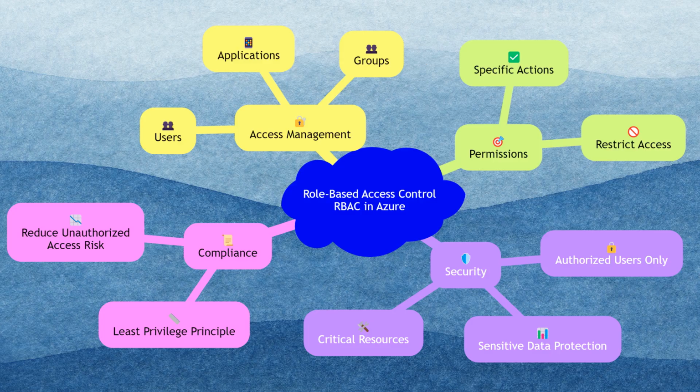Role-based access control, RBAC, in Azure is a system that provides fine-grained access management for Azure resources. RBAC allows you to assign roles to users, groups, and applications, granting them specific permissions to perform actions on Azure resources. This helps ensure that only authorized users have access to sensitive data and critical resources. RBAC is essential for maintaining security and compliance, as it allows you to enforce the principle of least privilege and reduce the risk of unauthorized access.